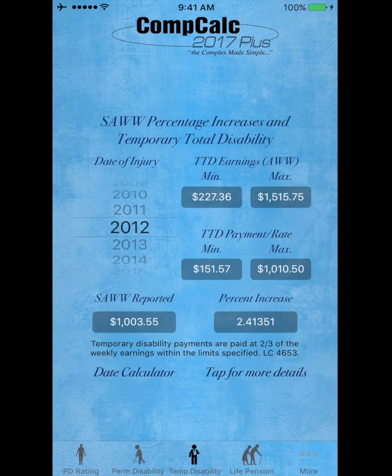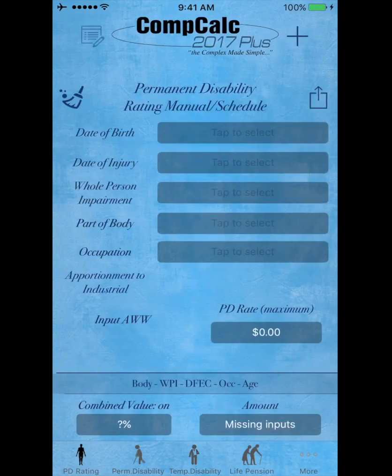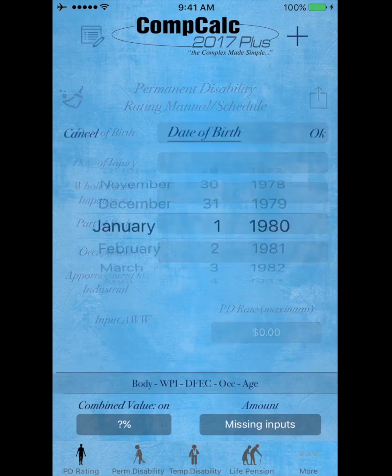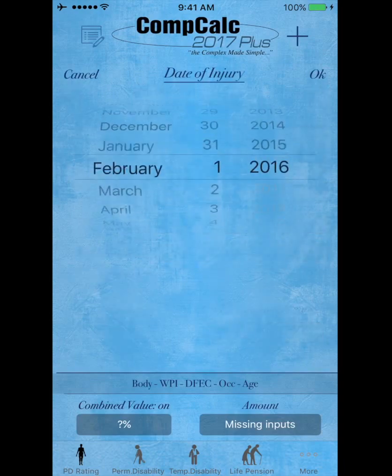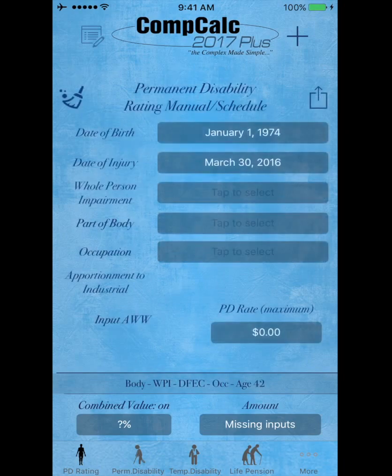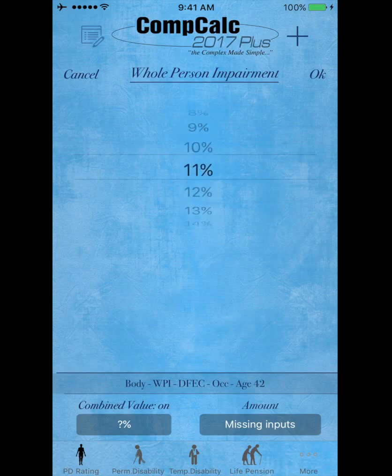Last, we've gone through how to input, and let me go to the PD rating module. There's one thing here I want to demonstrate. Real quickly, I'll do a quick rating. I'm going to put in the date of injury, and all I'm doing is rolling in whatever it might be. This is the date of injury. The first was the date of birth. Whole person impairment. We'll do a quick DRE 13%.